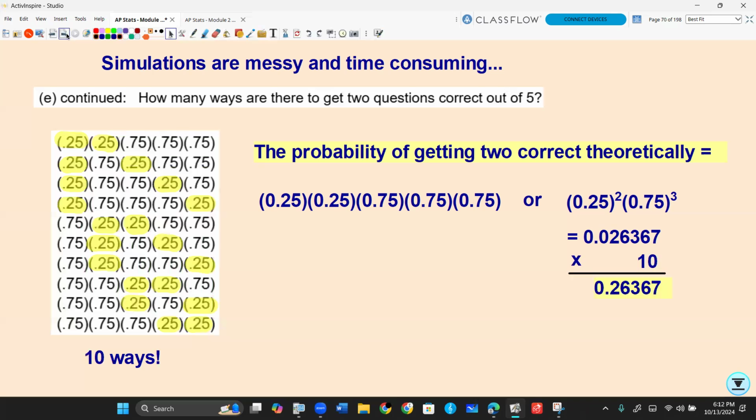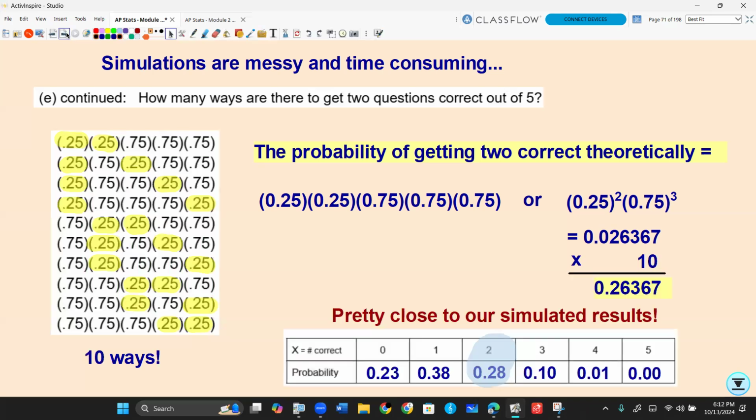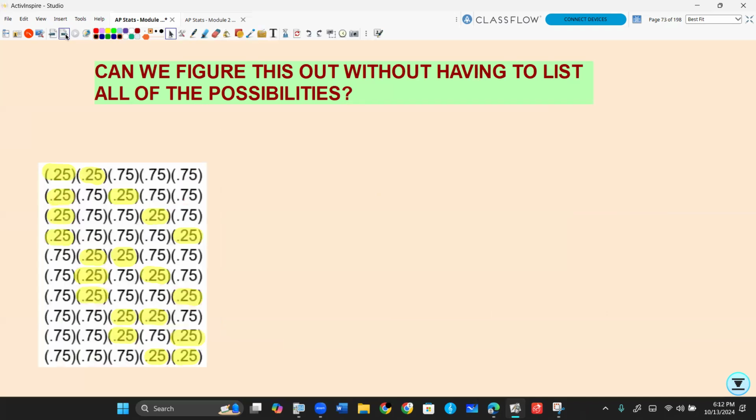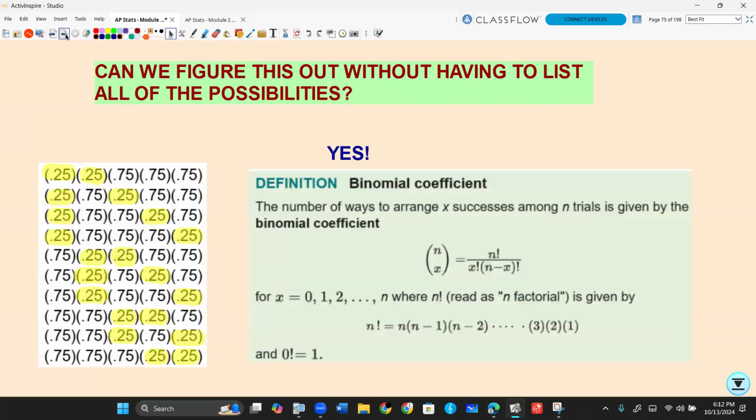So we're going to have to multiply that 0.026 by 10, and now we'll get a number that's a little bit closer to our approximated simulation. So 0.26367. Now, how do we get that 10 without having to do all that? Because you don't want to list everything out. That's way too much. So we're going to do something called a binomial coefficient.